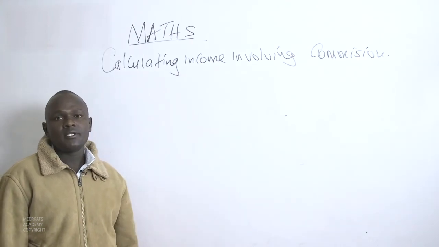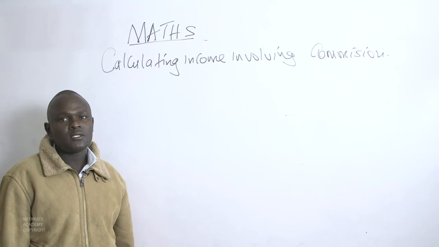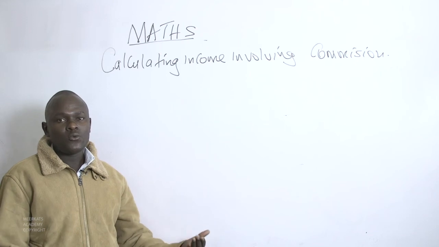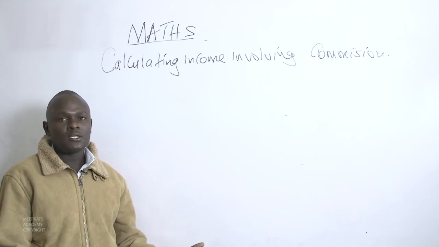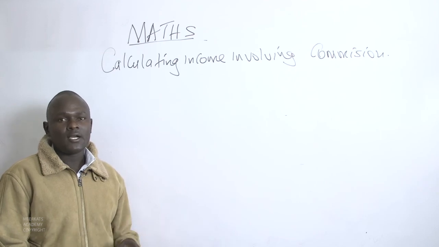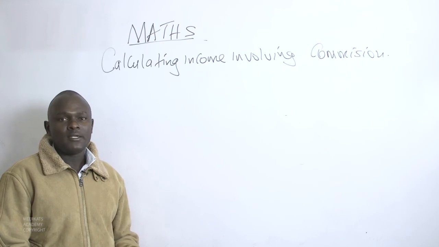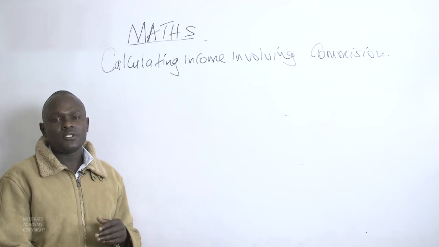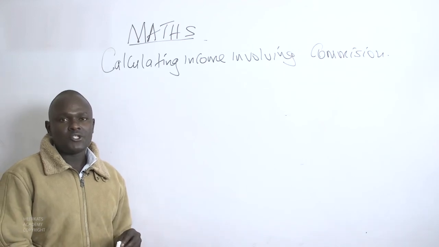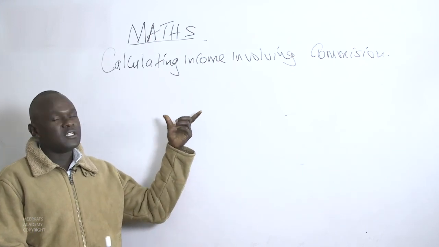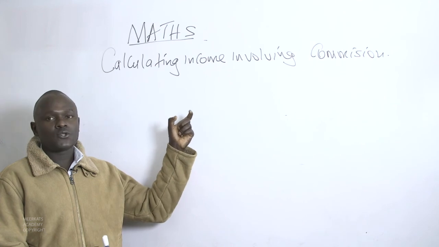And maybe just a reminder, in our previous lesson we had started looking at how to calculate income. We looked at how we can calculate income involving overtime, and we went as far as looking at how to calculate income involving shifts, where the rates of payment did vary from one shift to another, where we had the morning shift, the afternoon shift, and the night shift. In this particular lesson, we want to deal with income that involves commission.